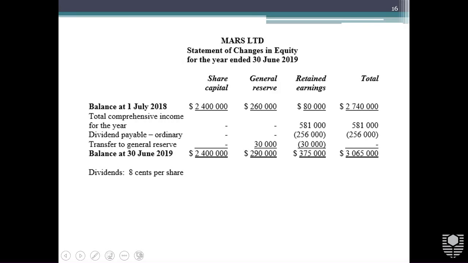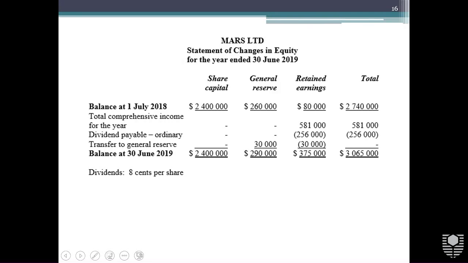Now our retained earnings, our closing balance is 375,000. We are given that. We know we've transferred 30,000 out. We have got 256,000 of a dividend that we're going to have to pay, so it's in there as a minus, and we have to add in our profit for the year. So the profit is provided in item 1, 281,000. So working backwards, our opening retained earnings must have been 80,000.